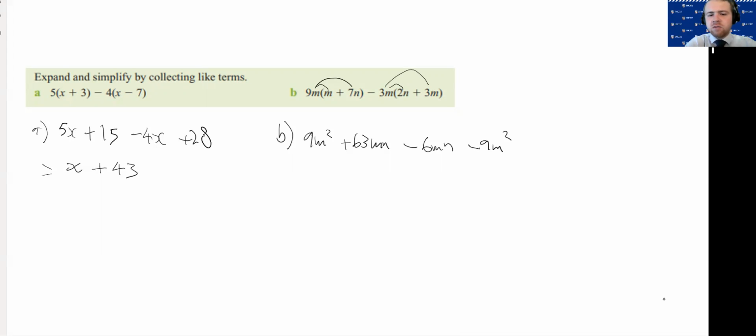Okay, now interestingly, we've got plus 9m squared minus 9m squared. So both of these are going to cancel each other out. We're going to be left with 0m squared because 9 minus 9 is 0. We don't need to write that, so we're just left with 63mn minus 6mn, which gives us 57mn in total.